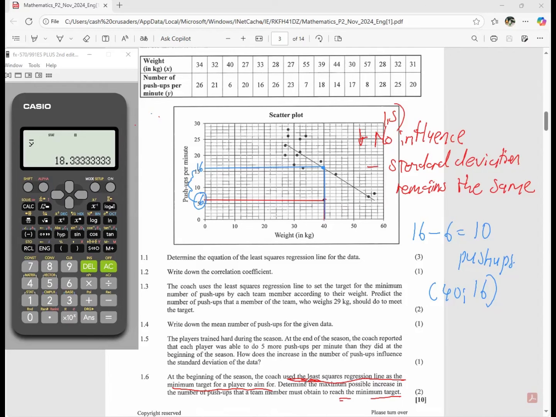Okay, so that's basically how you were supposed to answer your 1.6 right there. Okay, nice one. So I hope you have seen how to use the calculator to answer those questions on statistics.